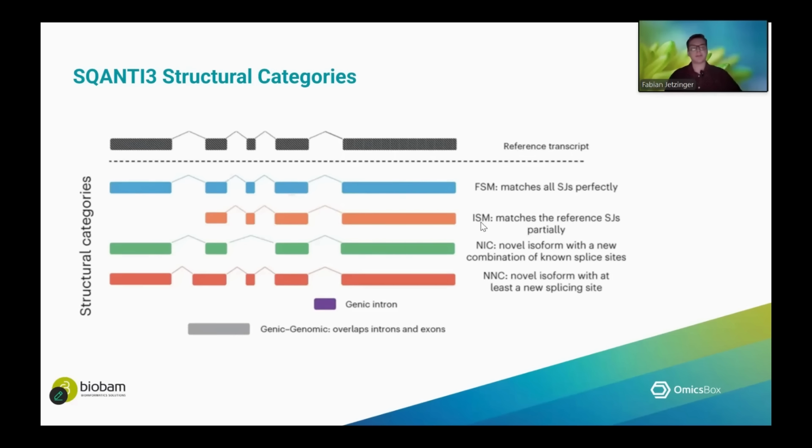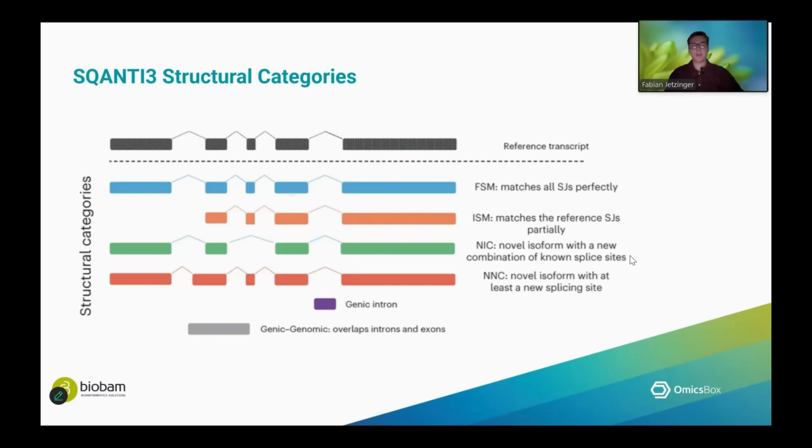Now, an incomplete splice match matches the reference splice junctions only partially. So at either end or both ends, one or more splice junctions can be missing, but the existing splice junctions do match a reference transcript. Now, this can be genuine biology if we observe an alternative transcription start or termination site, or it can also be an artifact if it is, for instance, produced by RNA degradation. So we have to be careful with such transcripts.